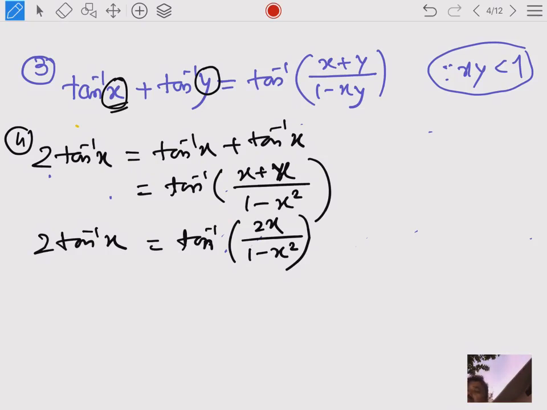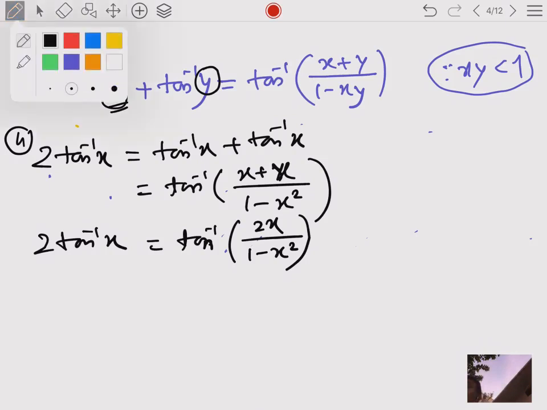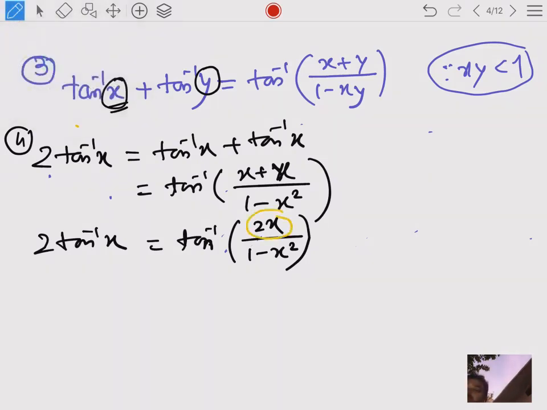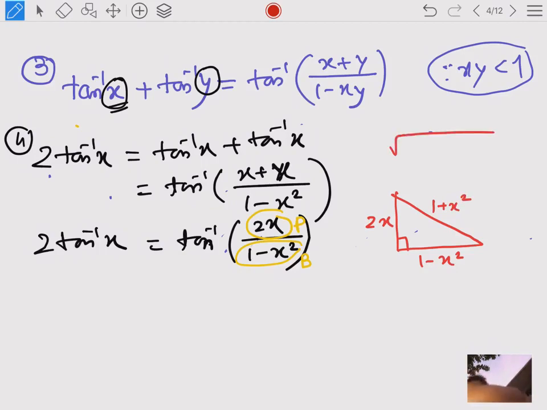But suppose we take tan inverse p by b, perpendicular by base. So if we make a triangle in which the perpendicular is 2x and the base is 1 minus x square, and now when we use Pythagoras theorem, then its hypotenuse will become 1 plus x square. We can prove it. Actually it will be the square root of (1 minus x square) whole square.